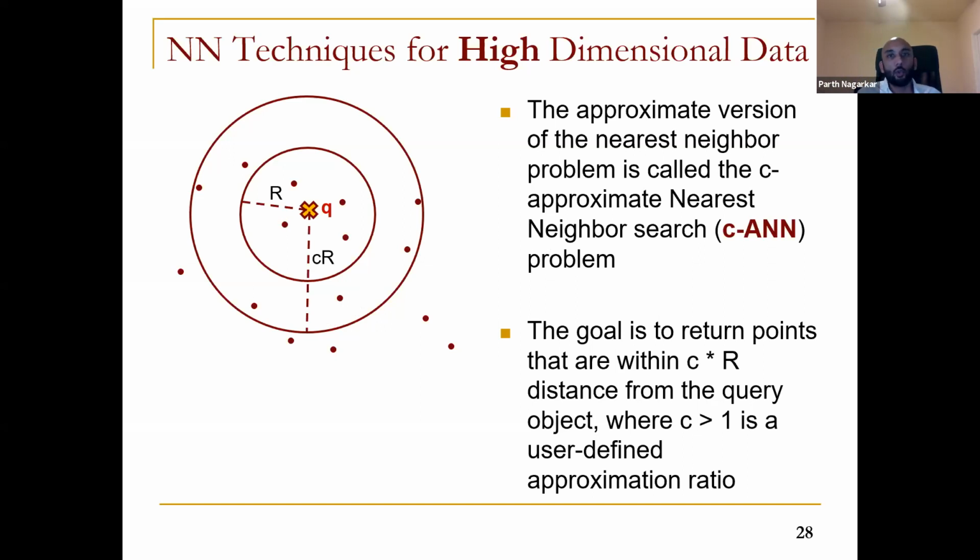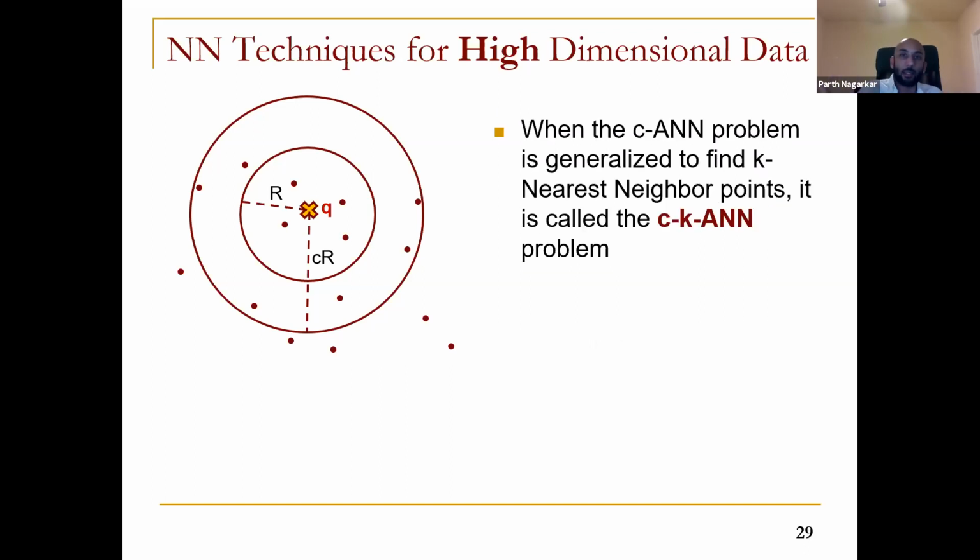This C is usually a user-defined approximation ratio, and with state-of-the-art techniques nowadays, there are many techniques that, even for C as low as 1.2, gave really good, accurate results while saving a lot of time. Since I mentioned that KNN is much more beneficial, the problem is easily generalized to the KNN problem, and that's what we'll be focusing on in this part of the tutorial.